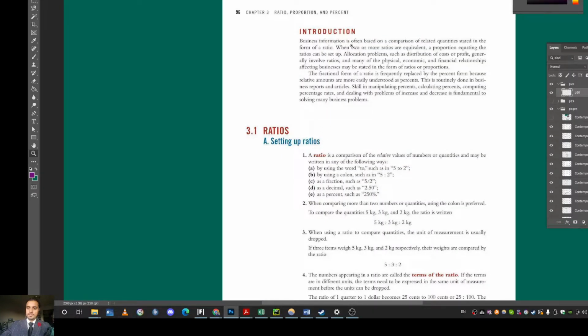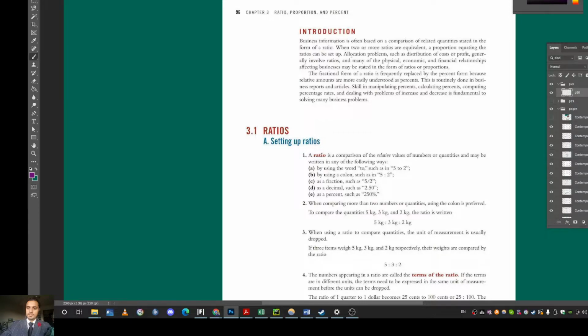All right, so let's do a little introduction to this chapter. It says that business information is often based on comparison of related quantities stated in the form of a ratio. Whenever you encounter business information, you'll have situations where quantities that are related to each other in some shape or form are expressed in the form of a ratio. We're going to see that as we go down. Further into this chapter, we'll see examples of that.